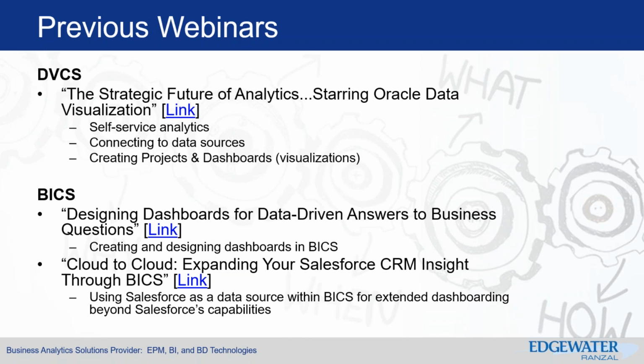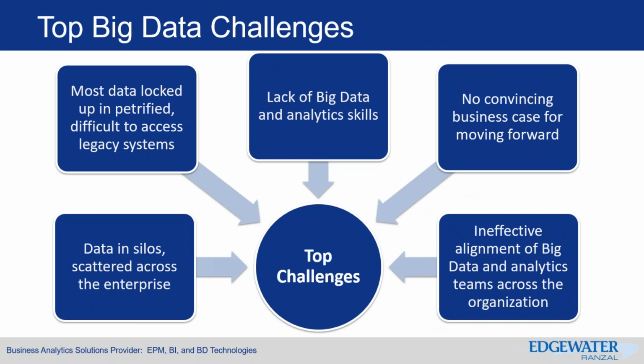Today, we'll be building off of the Data Visualizer Cloud Service webinar to talk about some big data challenges. Some of the top challenges we're seeing in the industry today are that data is in silos and scattered across many enterprises. And most of that data is locked up in petrified, difficult to access legacy systems. We've also noticed in organizations there's a lack of big data and analytical skills to support some of the more advanced platforms being provided today. And in some cases, businesses don't see a convincing business case for moving forward with an investment in cloud services or analytical platforms. And a lot of times when they do make that leap into analytics, there is ineffective alignment of big data and analytics teams across the organization.